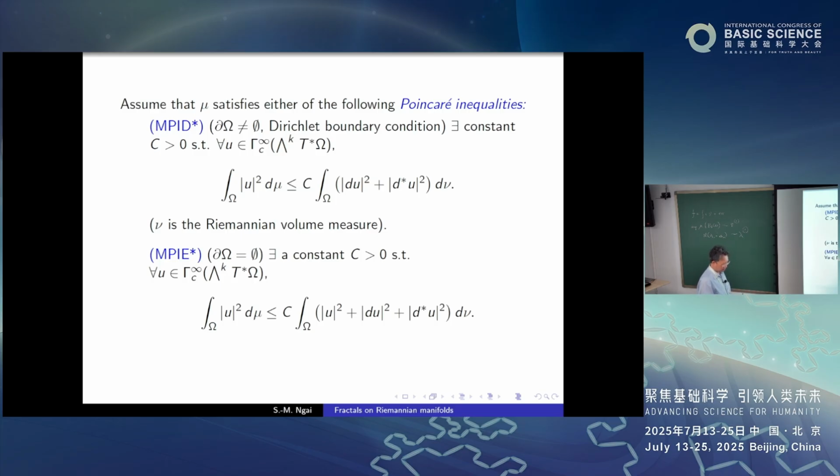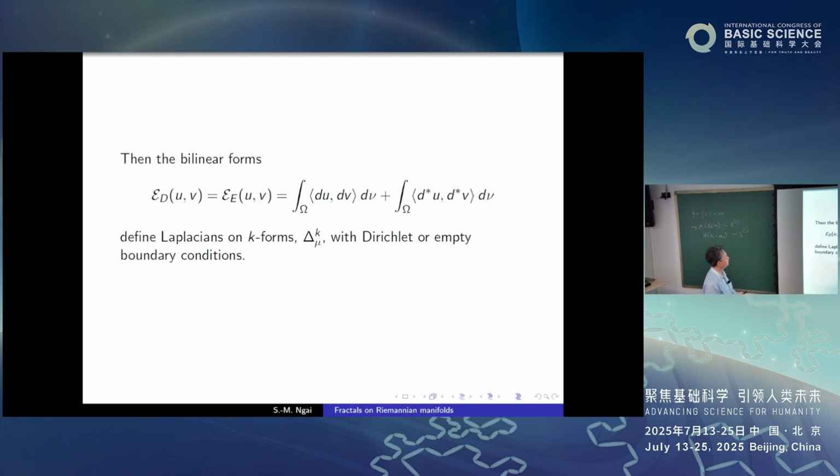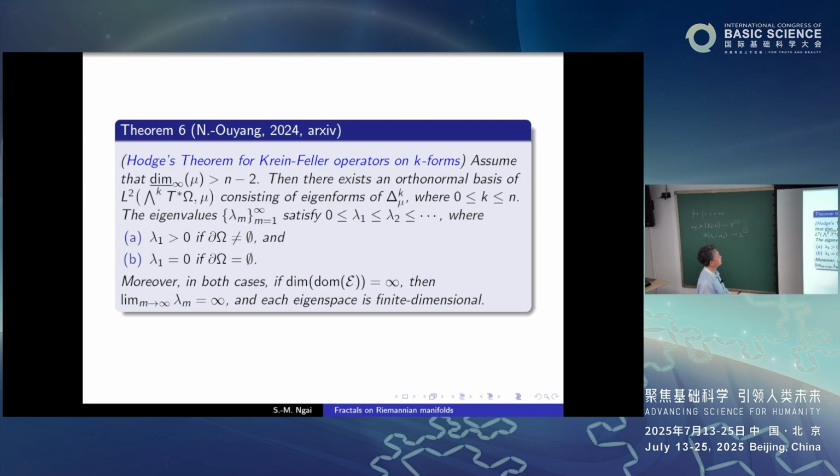Okay, so by assuming these Poincare conditions, we can define a Laplacian form just like before. We define the Laplacian on K forms with respect to different boundary conditions. All right, so we have the Laplacian on forms.